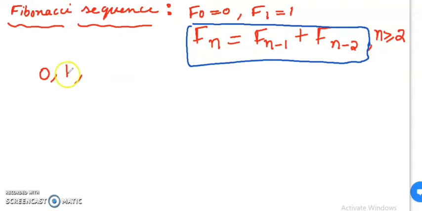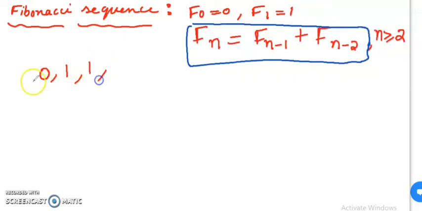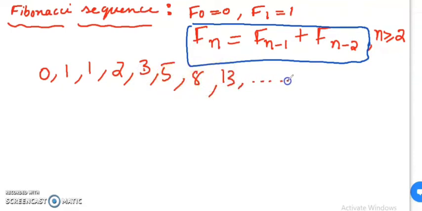So what about the third term? You have to add the first term and the second term: 0 plus 1, you get 1. Then what about the fourth term? You have to add the previous two terms: 1 plus 1, 2. Then what about the next term? You have to add these two numbers: 2 plus 1, 3. Then the next term: 3 plus 2, 5. 5 plus 3, 8. 8 plus 5, 13. It goes on like this, and this sequence of numbers we call the Fibonacci series, or Fibonacci sequence.